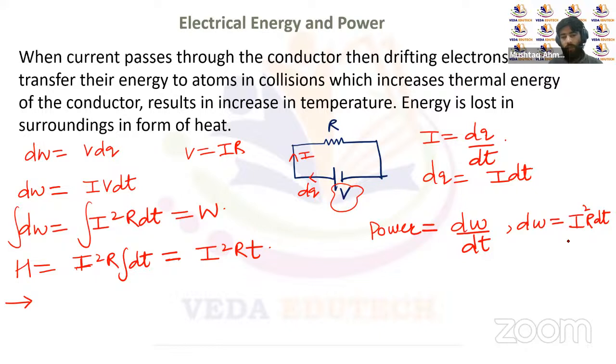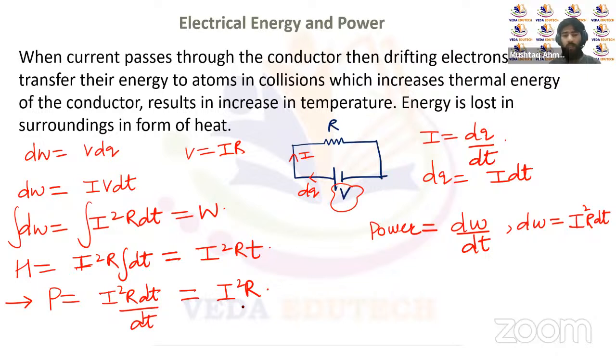Let's suppose that the current flowing through this circuit is constant, and R is also constant. Then the power P delivered to the circuit will be equal to I squared R dt over dt, which leaves us with I squared R. This is the constant power supplied when the current flowing through the circuit is constant and the resistance is also constant. Resistance will only be constant if there is no temperature change, so this is the ideal situation we're talking about.